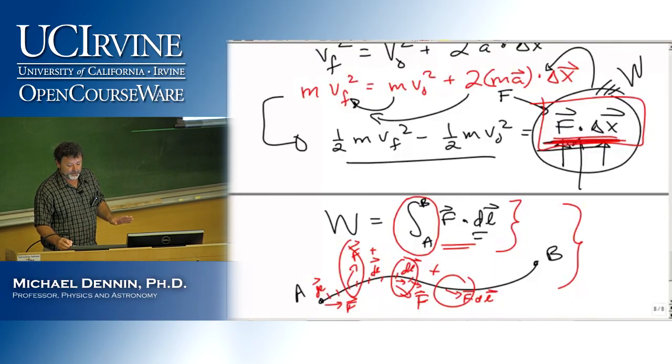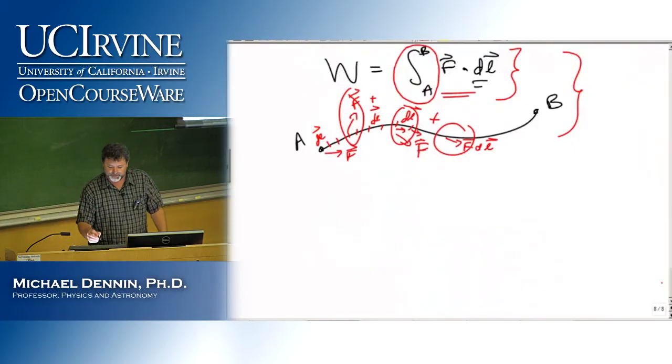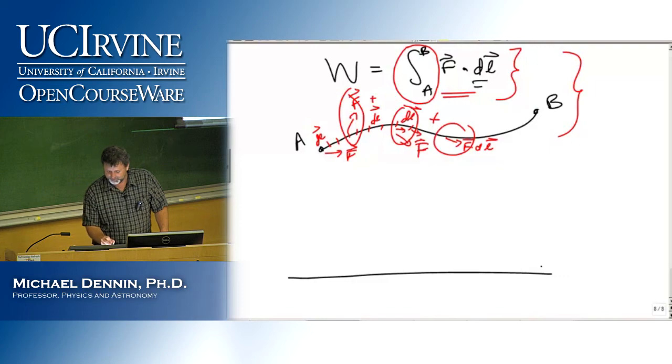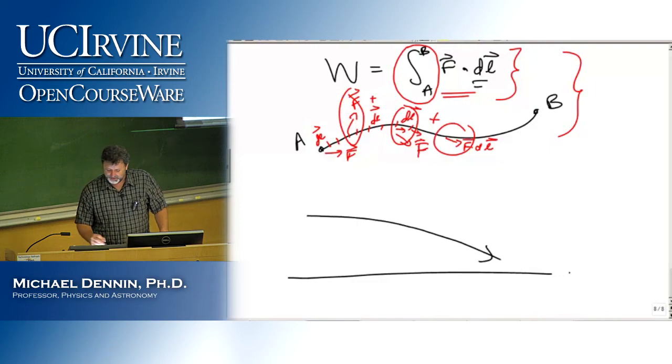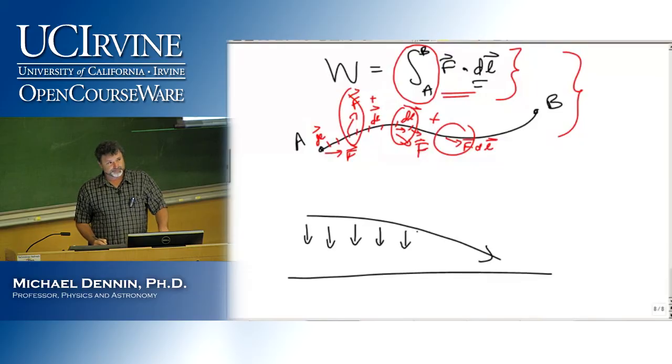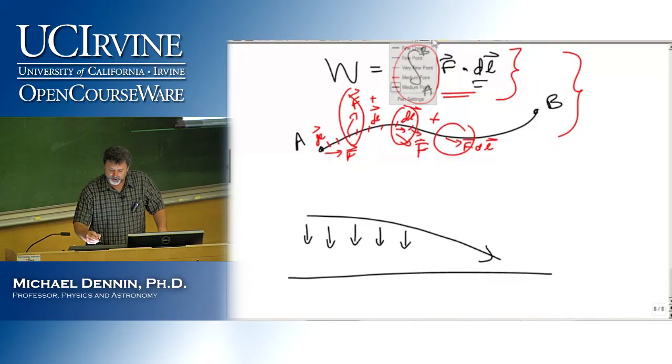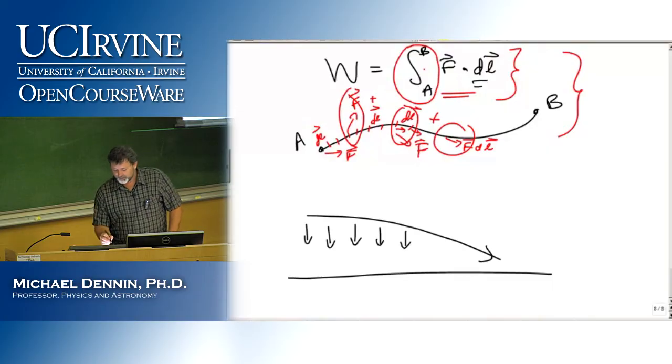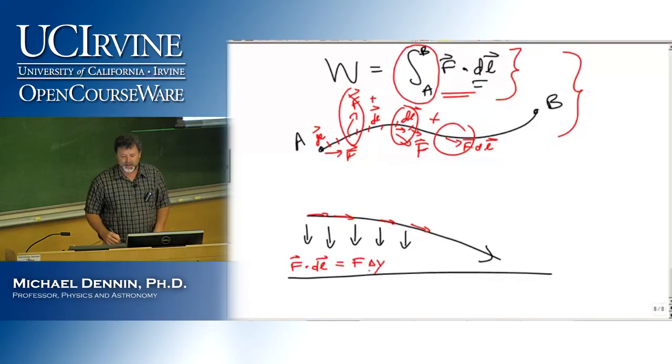We okay with that sort of? So let's just make another picture of this. Let's suppose you're moving like that, and the only force on you is gravity. So everywhere gravity is down. At every little piece, the F dot dl will just equal the force of gravity times whatever little change in y you have.